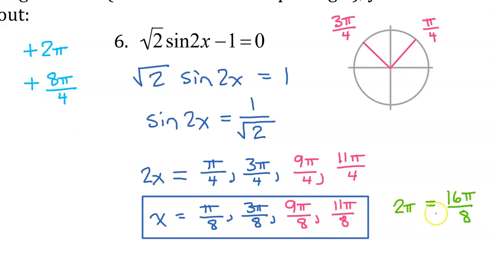Notice that 2 pi is equal to 16 pi over 8. So all of these values are between 0 and 16 pi over 8. Also notice that if we try to add 2 pi again, in other words, if we add 8 pi over 4 to 9 pi over 8, we get 17 pi over 8. This is bigger than 2 pi, so we were right to stop at 2 sets of solutions.